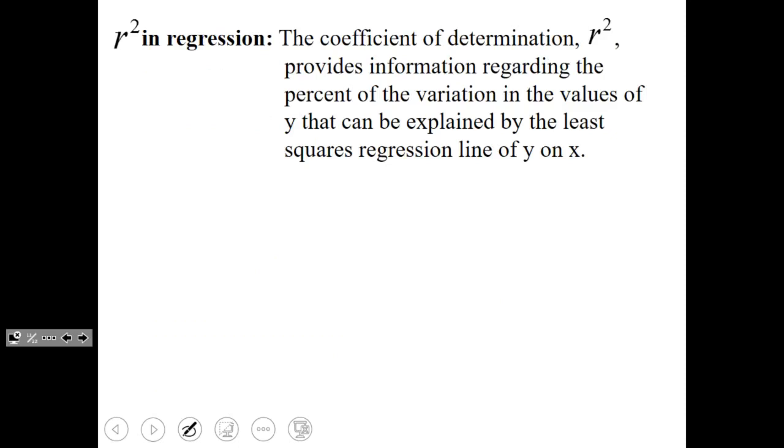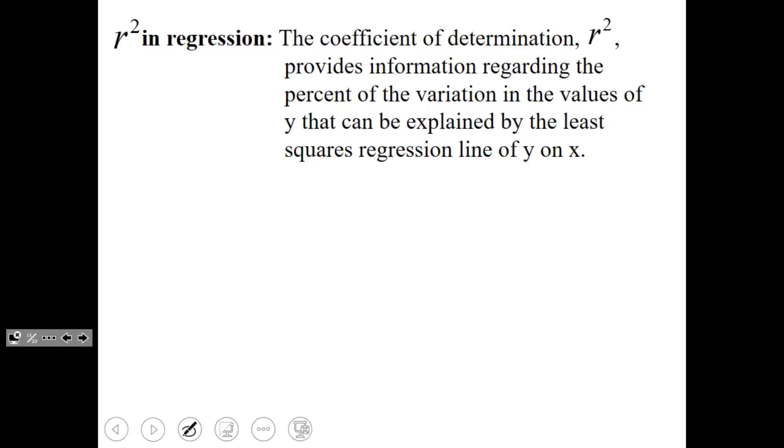So R squared. We're going kind of quick on this. Some of these concepts we have to play around with a little bit, but we go quick through most of this one. So we had R squared and regression. R squared, the coefficient of determination, gives us information about the percent of variation of the y values that can be explained by the least squares regression line.